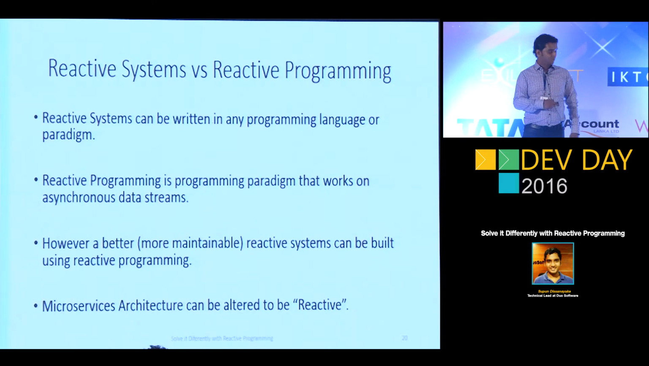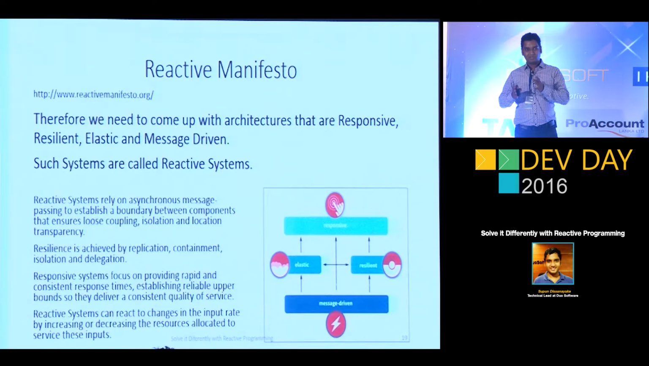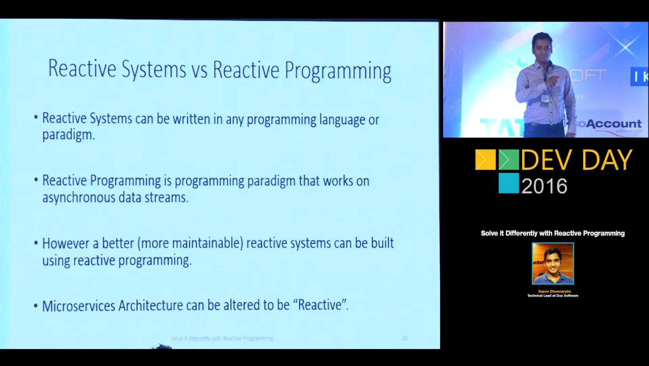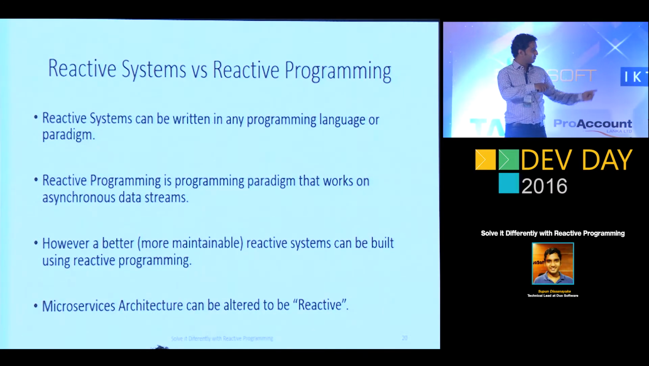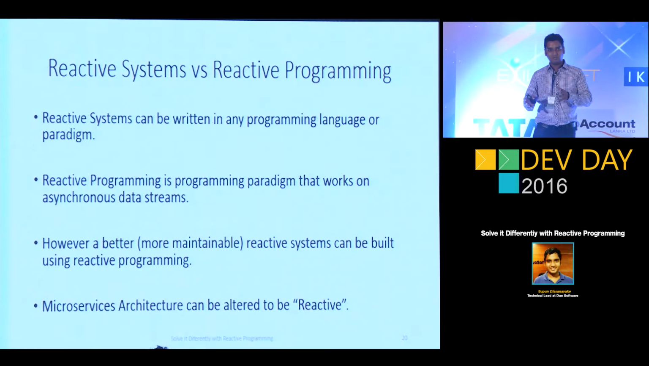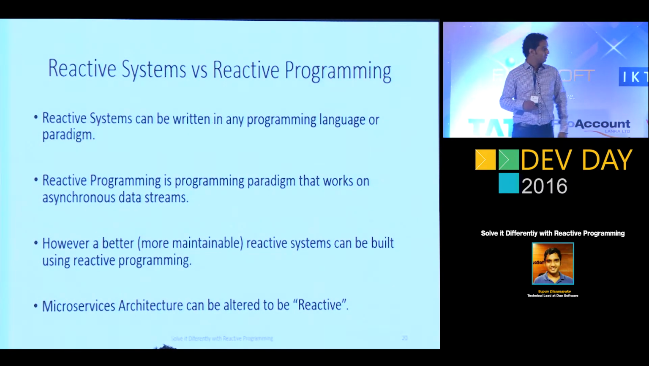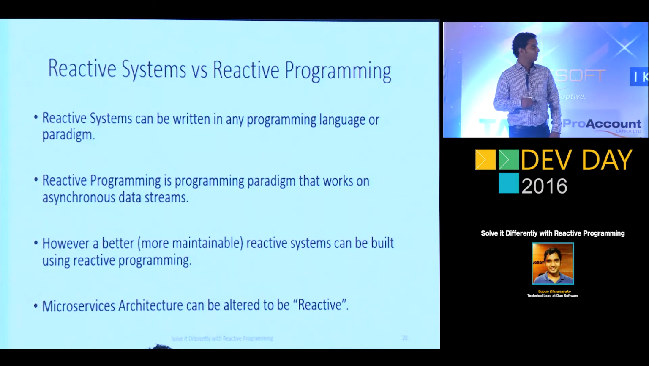As mentioned before, in reactive systems we communicate using asynchronous message passing. So what happens if we use asynchronous coding in our code? The code gets more complicated. To prevent that, we can use reactive programming. That's what I mean when I say better maintainability. If we take another software architecture like microservices, it can be altered to have reactive features, and that architecture is called reactive microservices.